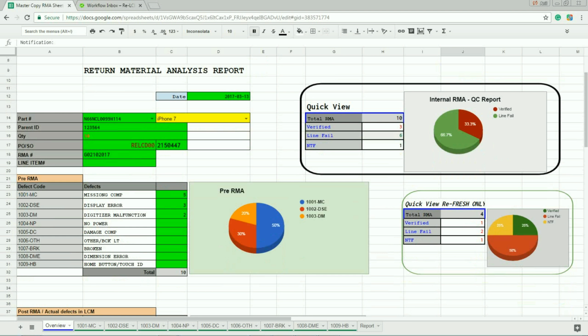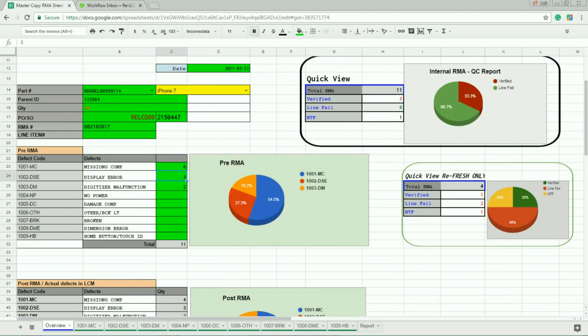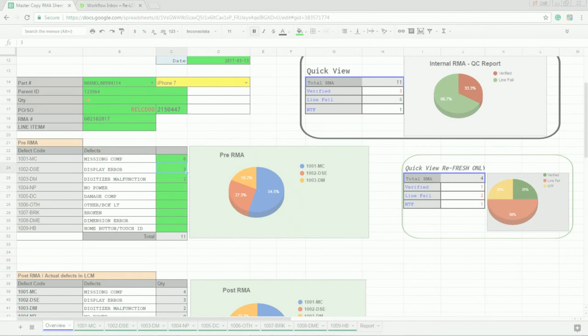For example, let's change the number here to 6, and what it tells us is that the total RMA is 11, but the total number of RMA that has been through the system is 3, 6, 3 plus 1, which is 10. So this is not right. The warning pops up saying that the total RMA does not equal the RMA that has been through the internal QC. By looking at this notification, we can figure out which LCM is missing and which LCM didn't go through the RMA process.